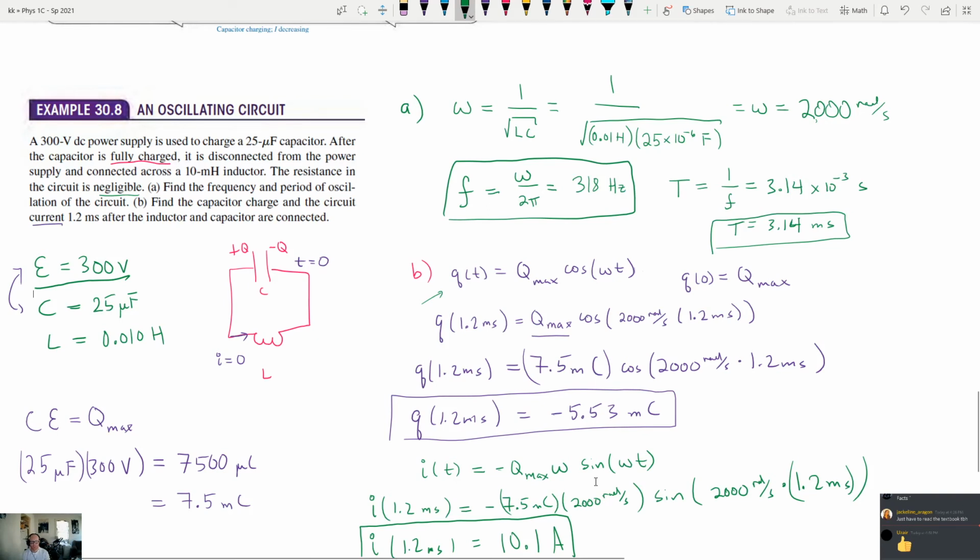Okay, other kinds of things that you'll see show up in your problems: it might ask you to find, for example, the energy stored in the capacitor at this time.